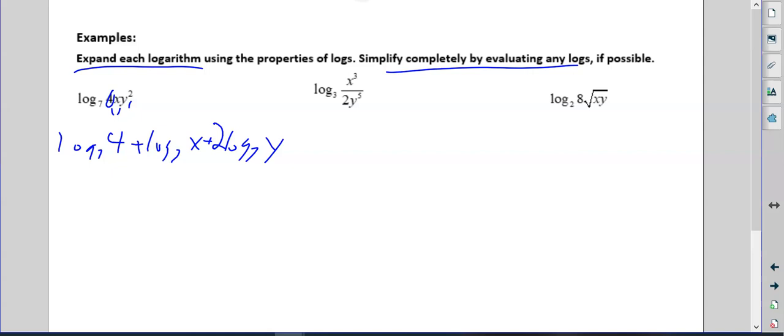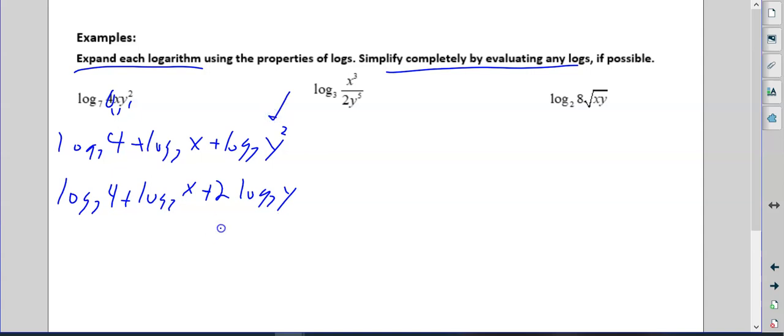If you wanted to take baby steps on that, what you would do is put the 2 there, and then go log 7 of 4 plus log 7 of x plus, then move it, log 7 of y. It's up to you if you want to take 2 steps or 1 step. You might want to do this at first, and then when you get more comfortable, you can go right to that.